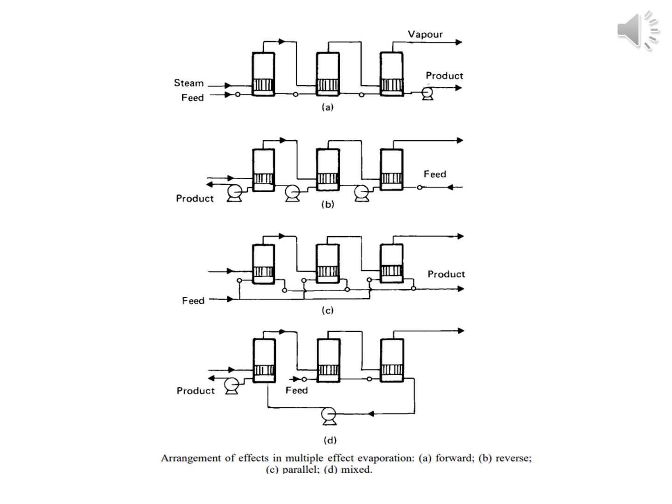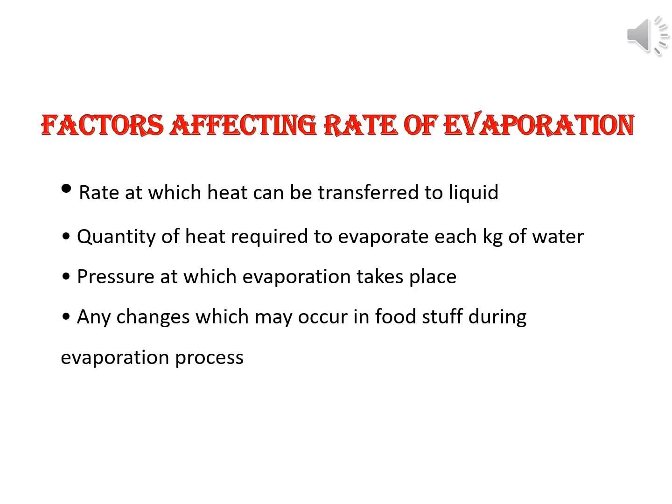The first one is forward multiple effect evaporation. The second is reverse multiple effect evaporation, the third is parallel, and the fourth is mixed multiple effect evaporation. Now let's discuss the different factors affecting the rate of evaporation.